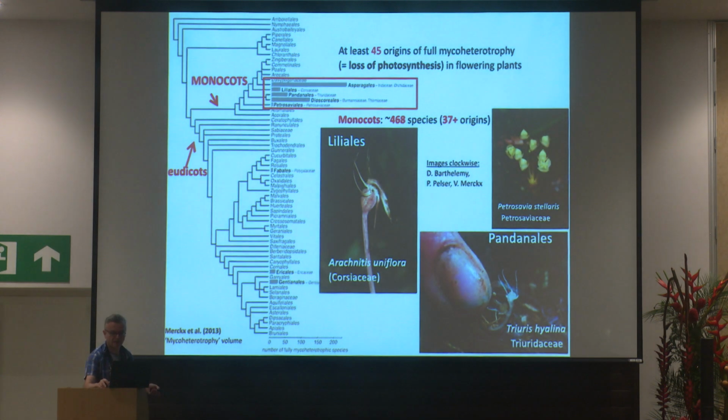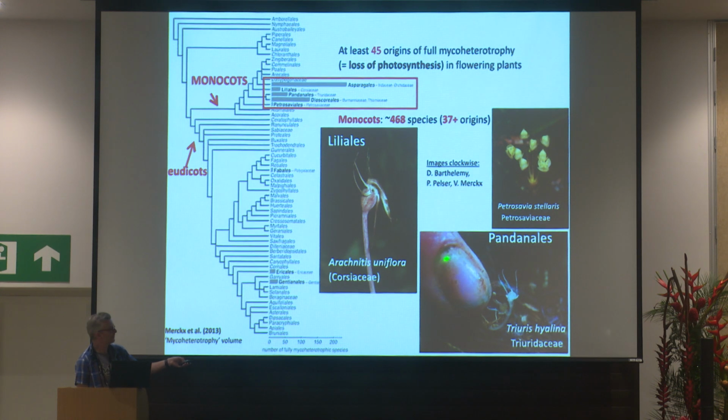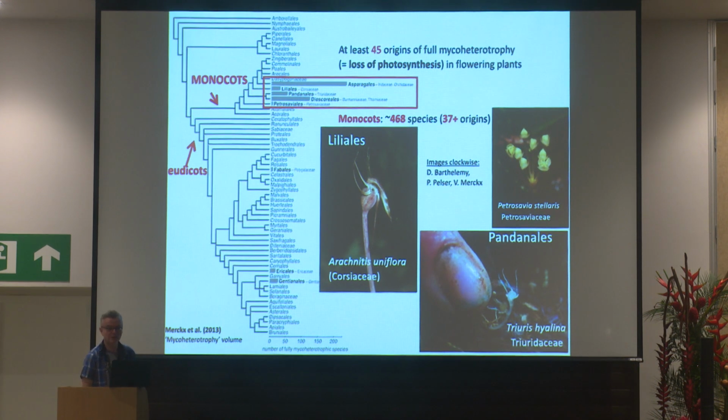This is an image of some of those plants, and maybe my favorite of all time photograph of mycoheterotrophs. This is, I think, the fingernail of Vincent Merckx. And then this little tiny plant, this wee plant, is in the Triuridaceae. It's Triuris. They're amazing, spectacular-looking plants.